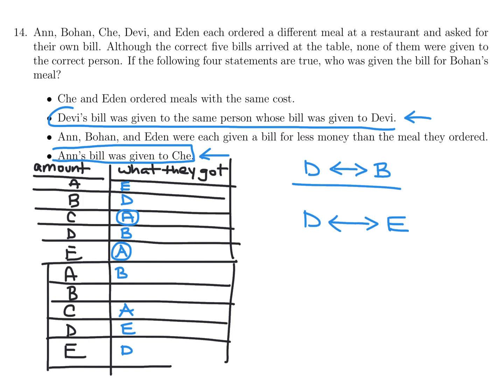So the only letter left is what? C, right? So C goes here. I think that's the only way of doing it. Yeah, I think that's the only way. So that basically means, what are they actually asking us? Who was given Bohan's bill? So who was given B? Anne was given B. So Anne is the answer. And I encourage you to do this on your own, experiment with it based on these rules, and I'm pretty sure you get the same result.